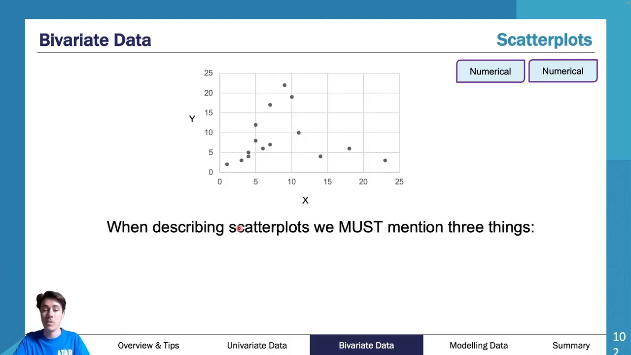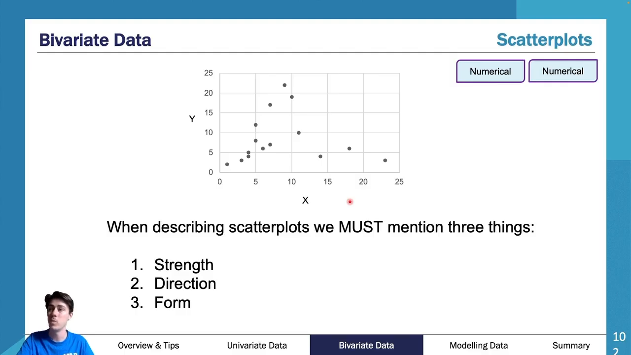Now, when you get a piece of bivariate data that is numerical, and you get a plot, you're going to be asked three things about it. You're going to be asked, well, what is the strength of the data? What is the direction of the data? And what is the form of the data? And you're going to say to me, what the heck does that mean? So let's go through each of those.